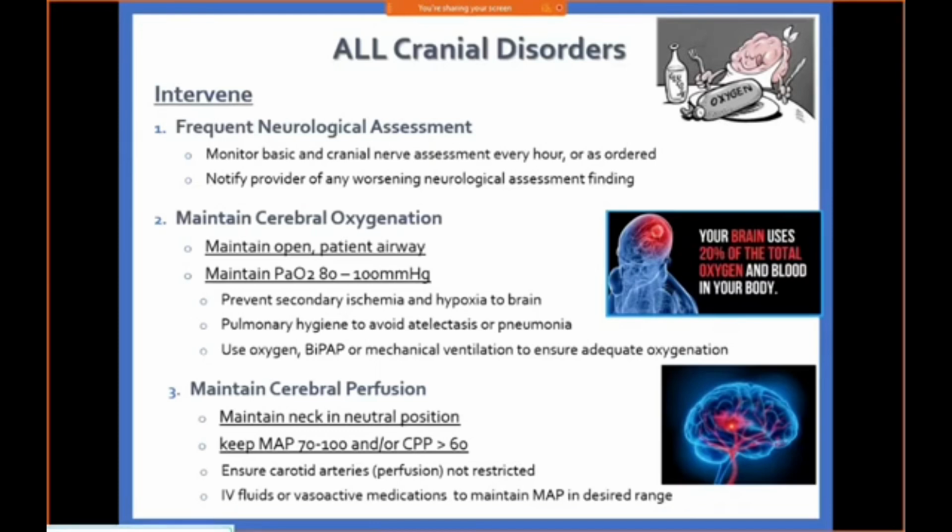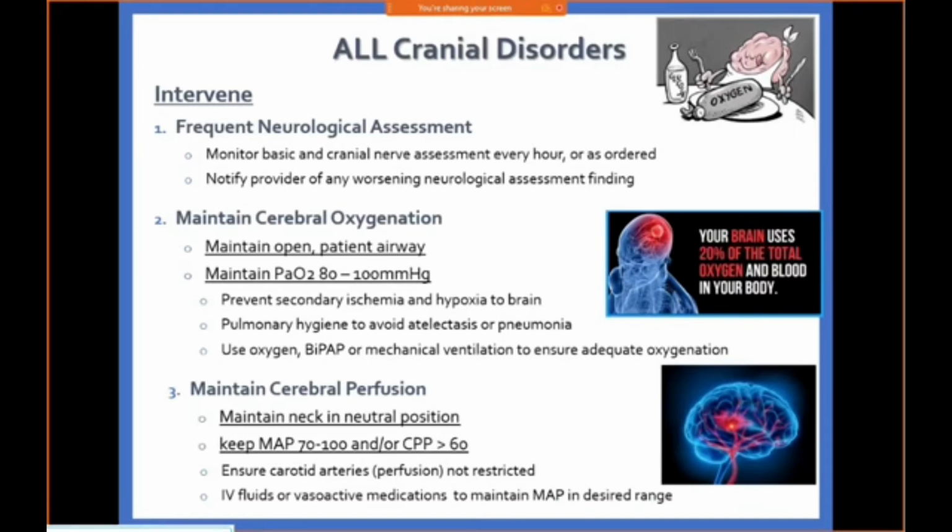So we're going to do the interventions, and this is for all cranial disorders. I don't care if it's a bleed, if it's a basilar skull fracture, if it's a tumor. These interventions will work for any neuro exam, okay? And these are our base interventions for any cranial nerve deficit, no matter what kind it is. We're going to continue to monitor that neuro assessment. That's the number one intervention, frequent neuro assessment.